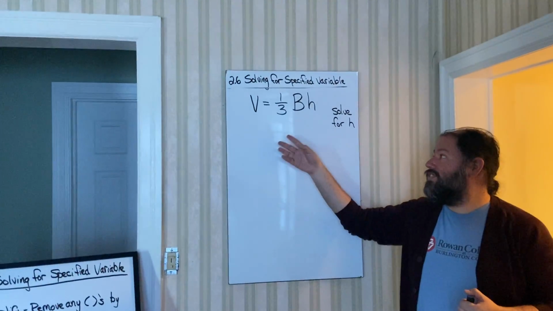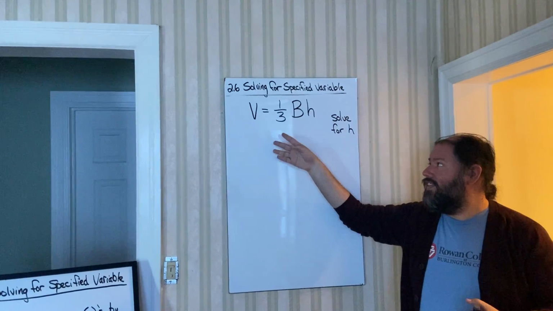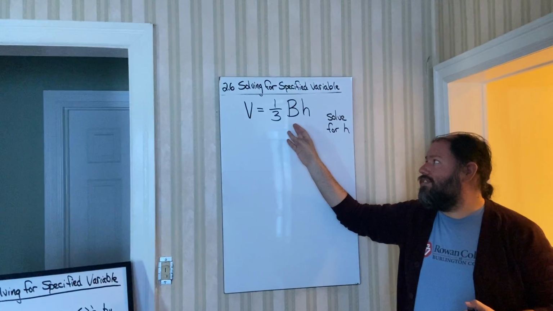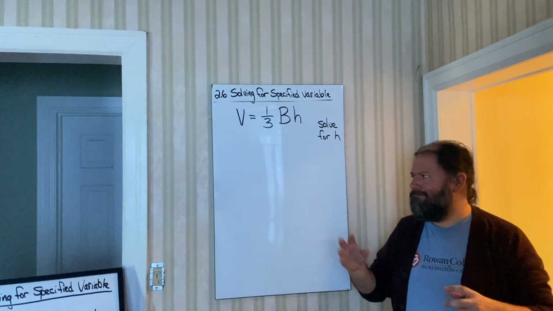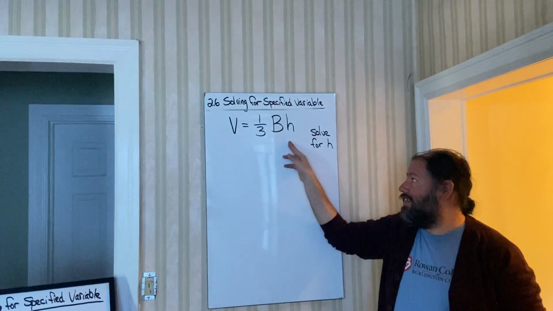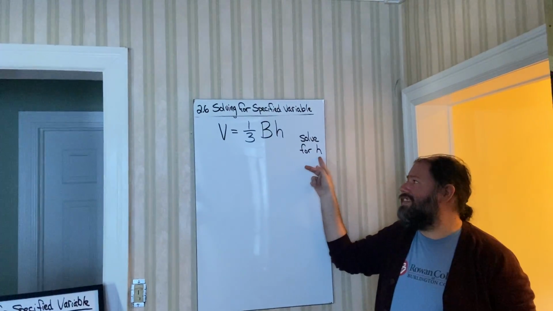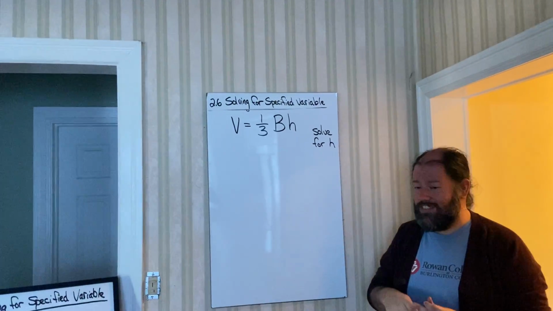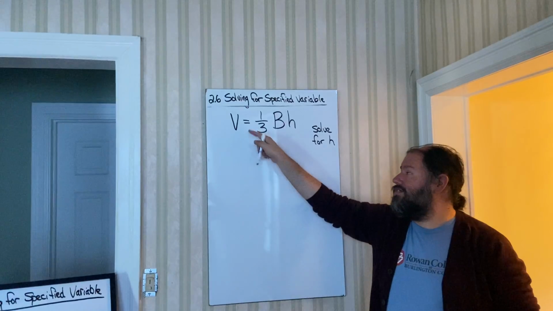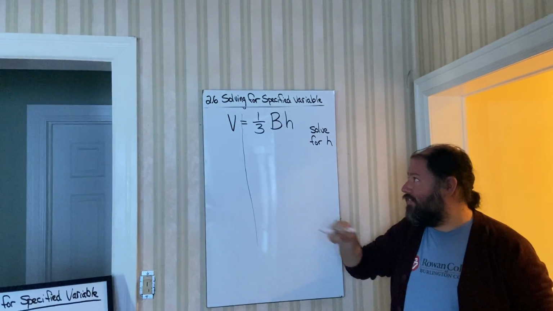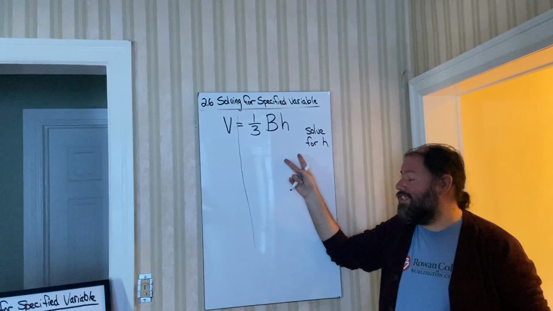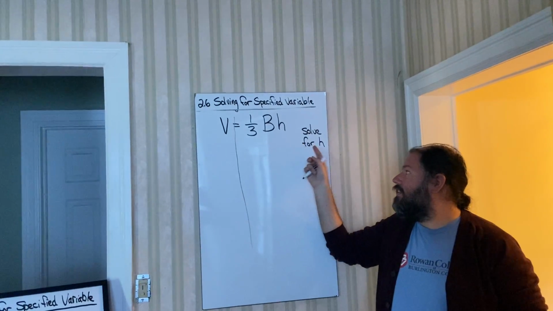Here we have a different formula. This one stands for volume. This is actually the volume of a square pyramid. If you didn't realize that, all you need to know is that we're solving for the letter H. So notice you have an equal sign that separates your left-hand side from your right-hand side.